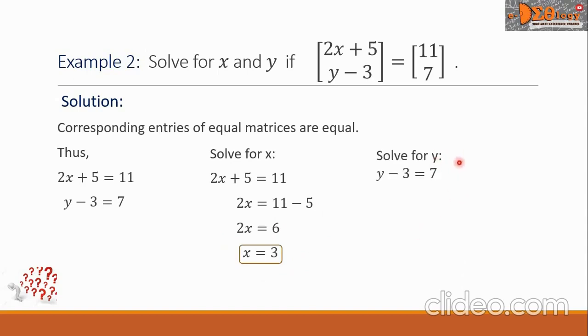Let us now solve for y. We copy the second equation. y minus 3 equals 7. Let us isolate the y. This negative 3, we transpose to the right. So we have now y equals 7 plus 3, and the right side becomes 10. This is the value of the y.